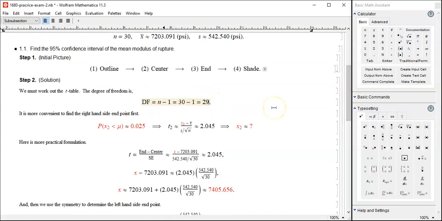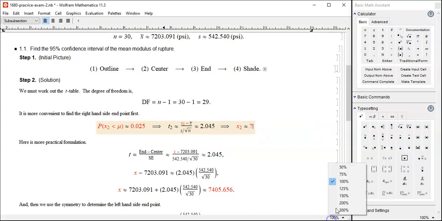What's the degree of freedom? n minus 1, please prepare this in your formula sheet. 30 minus 1, so 29 is the degree of freedom for this case. It's way less than the typical threshold of 100, so we're going to use the t-curve, not the normal curve. The most important formula here is end minus center over SE.